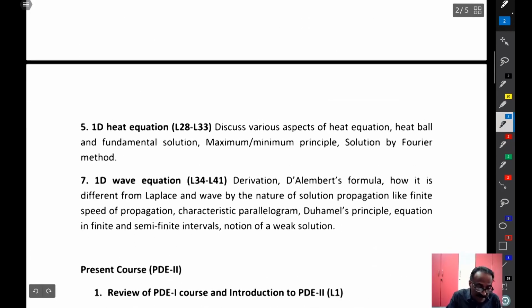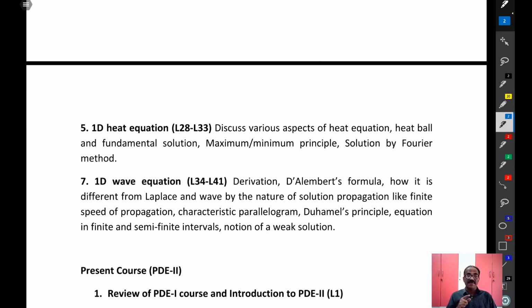After that, we have done 1D heat equations and 1D wave equations. In the 1D wave equation we have seen some of the physical applications, and we also saw the heat ball and fundamental solution and maximum principles, and you also saw in the first course the solution by Fourier method.